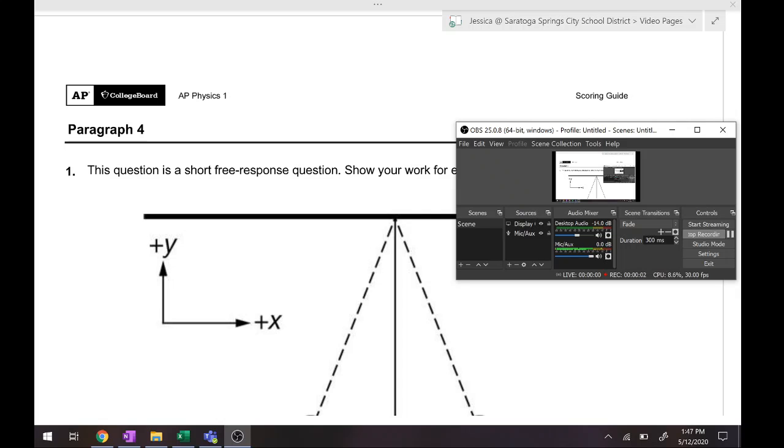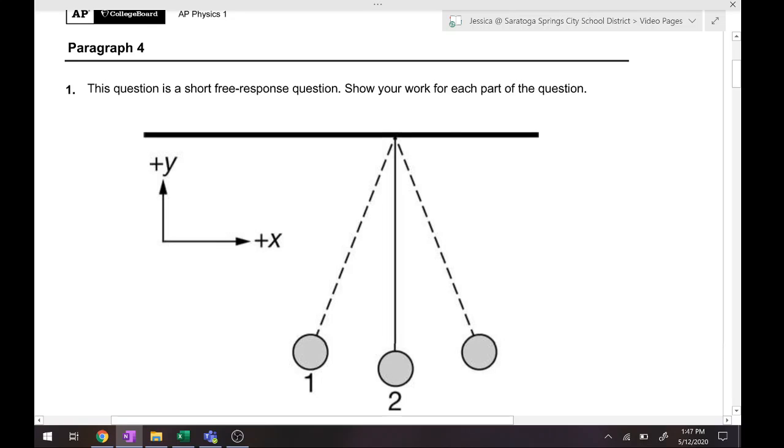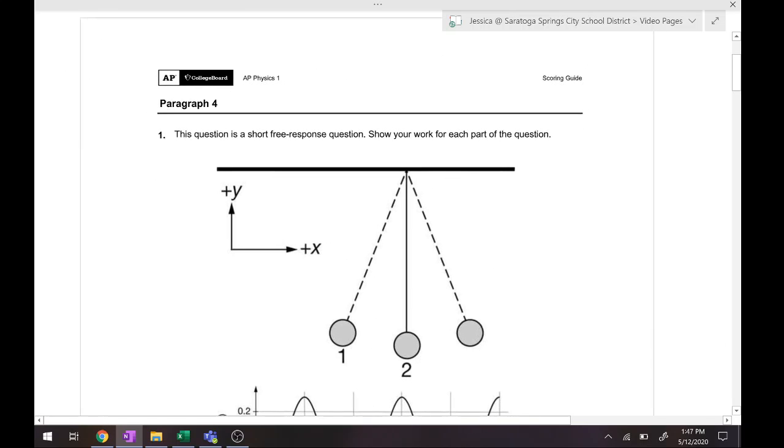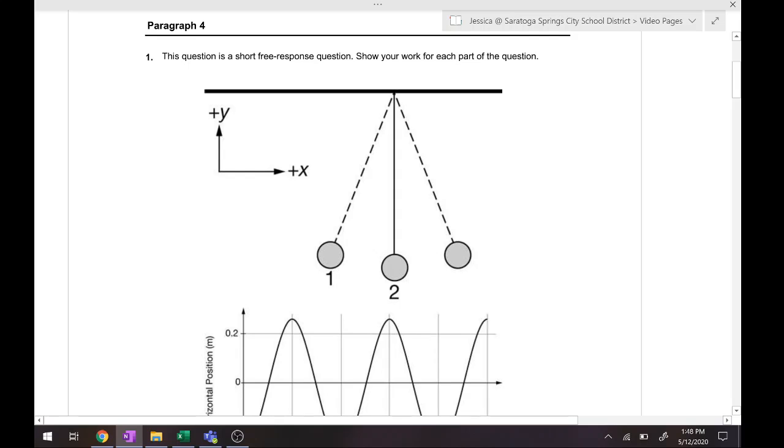Okay, so this is the solution video for paragraph number 4, which oddly enough I don't actually think has a paragraph in it, but that's okay. Still good practice. So it looks like we have a pendulum that's going to be swinging back and forth.